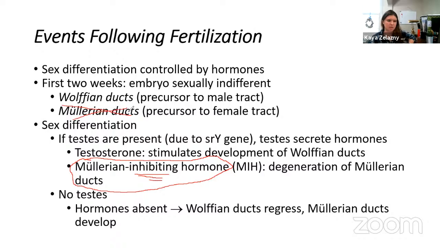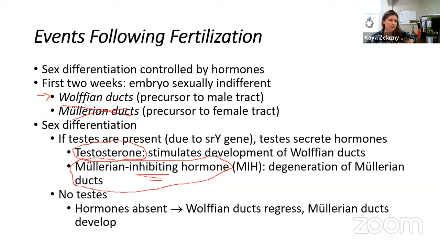So the Müllerian inhibiting hormone inhibits the development of the Müllerian ducts, so they degenerate, they collapse, kind of fade away. That leaves us with only the Wolffian duct. The Wolffian duct's development is stimulated and encouraged by testosterone. So that's what the testosterone is doing in the male reproductive system early on in embryology.